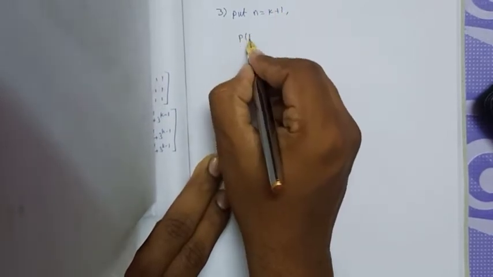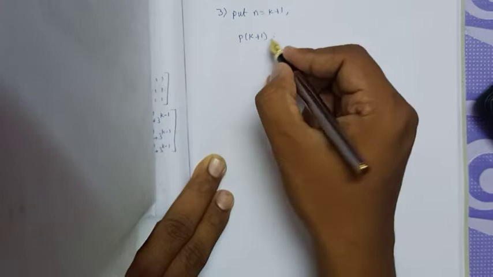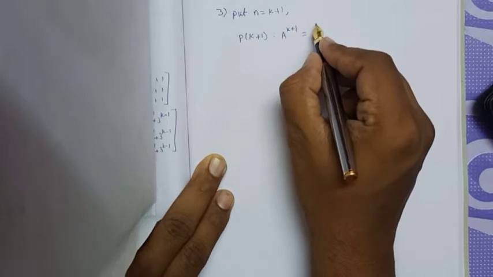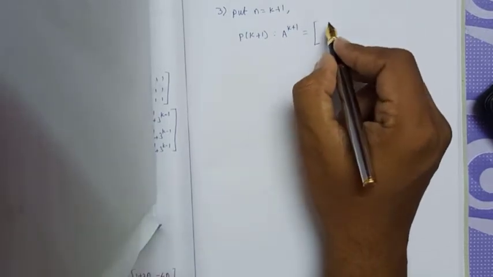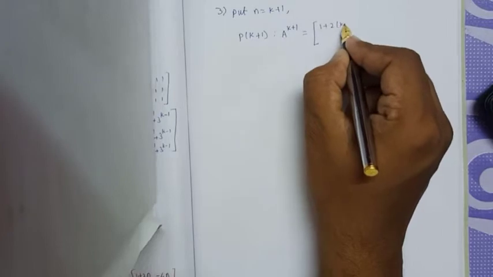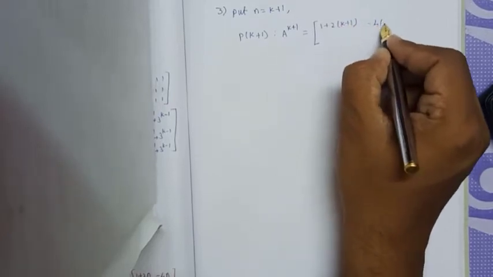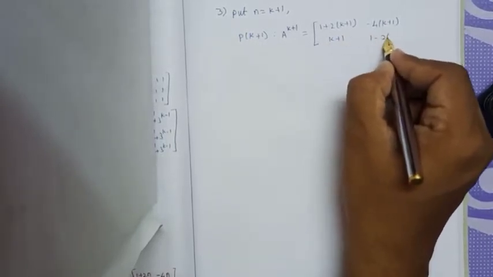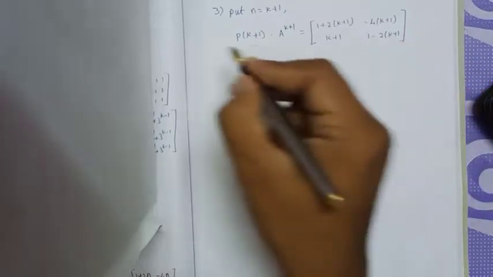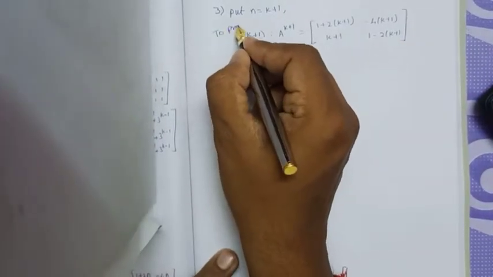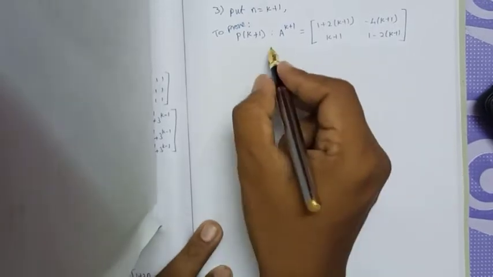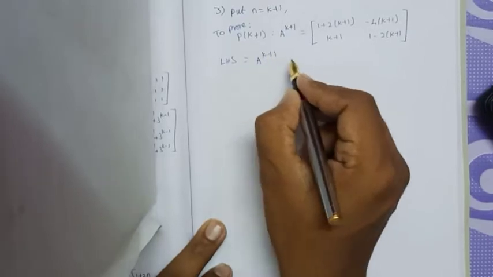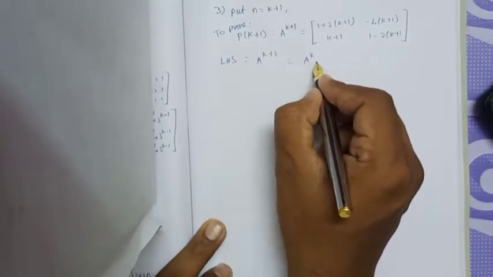Okay. So P of k plus 1 is A power k plus 1, which is equal to the matrix 1 plus 2 into k plus 1, minus 4 into k plus 1, here k plus 1, 1 minus 2 into k plus 1. This is the result we have to prove. Now consider the left hand side. So what is the left hand side? A power k plus 1. How can we write? A power k into A.